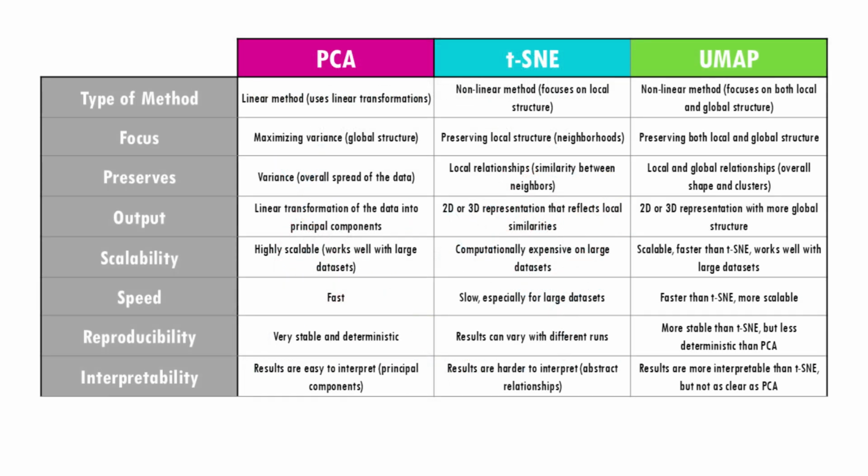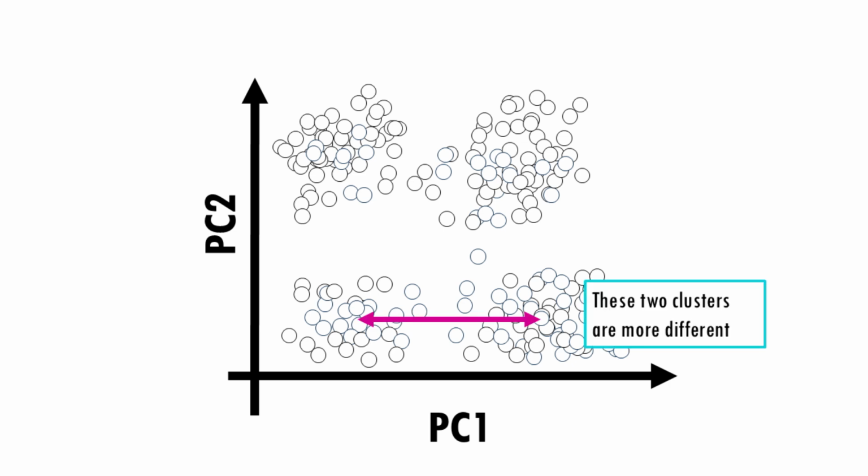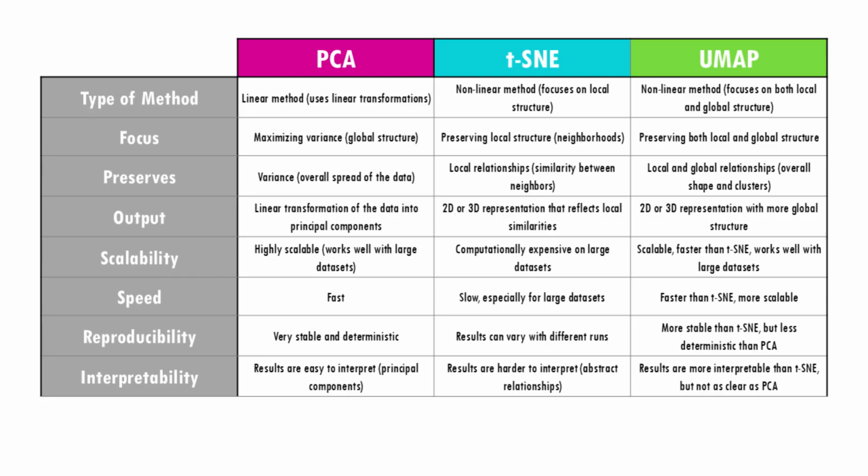So, how easy is it to interpret the results of these algorithms? PCA is very easy, as we already know. PC1 holds the most variance, so clusters separated in the x-axis are more different from each other than clusters separated in the y-axis by the same distance. We can also have a look at the principal component loadings to see what genes contribute the most to what principal component. UMAP and t-SNE, on the other hand, are a bit trickier.